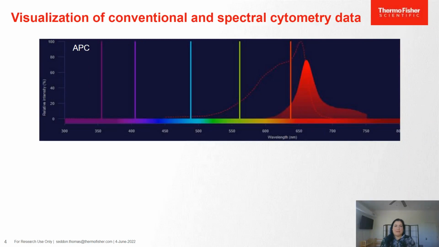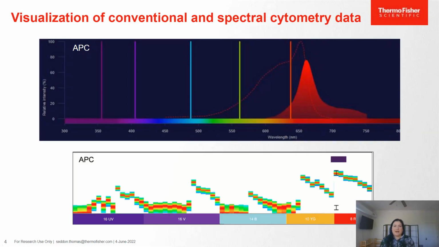When we think about conventional cytometry versus spectral cytometry, I think this is one place for us to really understand what's going on. I have here a dye, APC, and you can see your excitation curve in this dotted line, and then you have your emission curve. APC is predominantly excited off of the red laser. You can see from the excitation curve that it would also be predictably excited off of the yellow-green laser, but not so much off of the rest of the lasers.